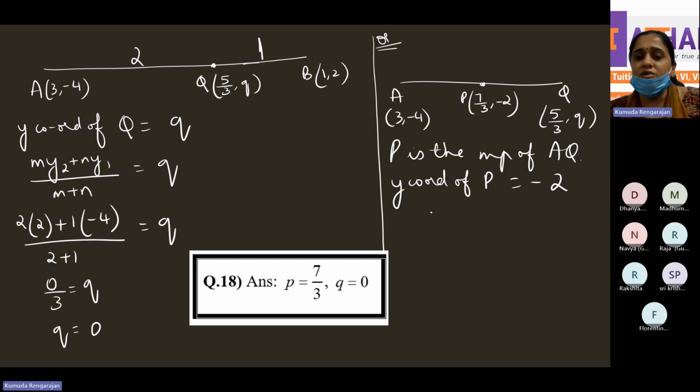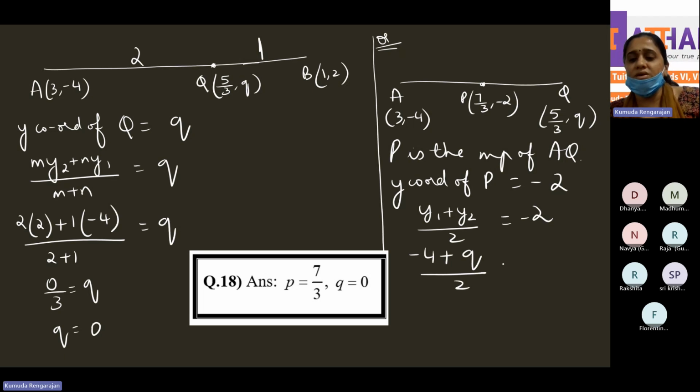How do you find the y coordinate of P? y1 plus y2 by 2 is equal to minus 2. What is y1? Minus 4. Plus y2, q. So minus 4 plus q is equal to minus 4. So q is equal to minus 4 plus 4, 0.